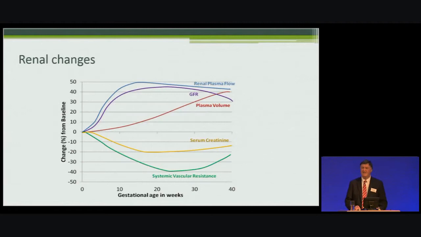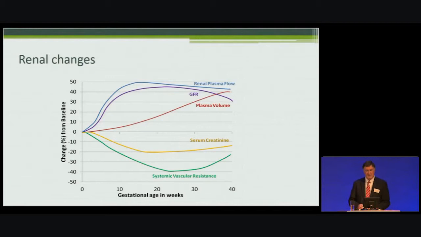There are profound changes in renal function. In particular, there's an increase in glomerular filtration rate, which is particularly important when it comes to the drug gentamicin. This is one of the potent bactericidal antibiotics that we use, but we are more likely to underdose during pregnancy than we are outside of pregnancy. There's a decrease in serum creatinine, which makes it more difficult to interpret organ damage during the course of pregnancy.